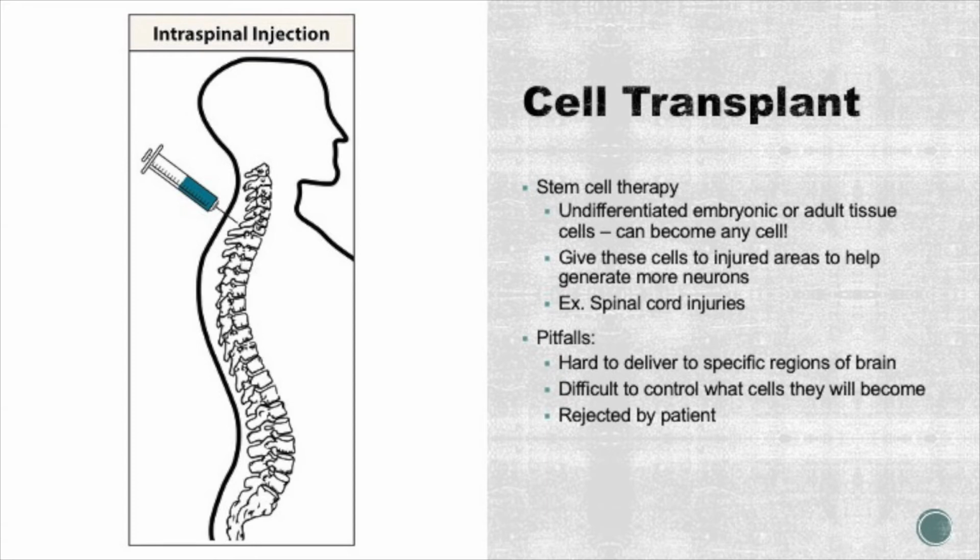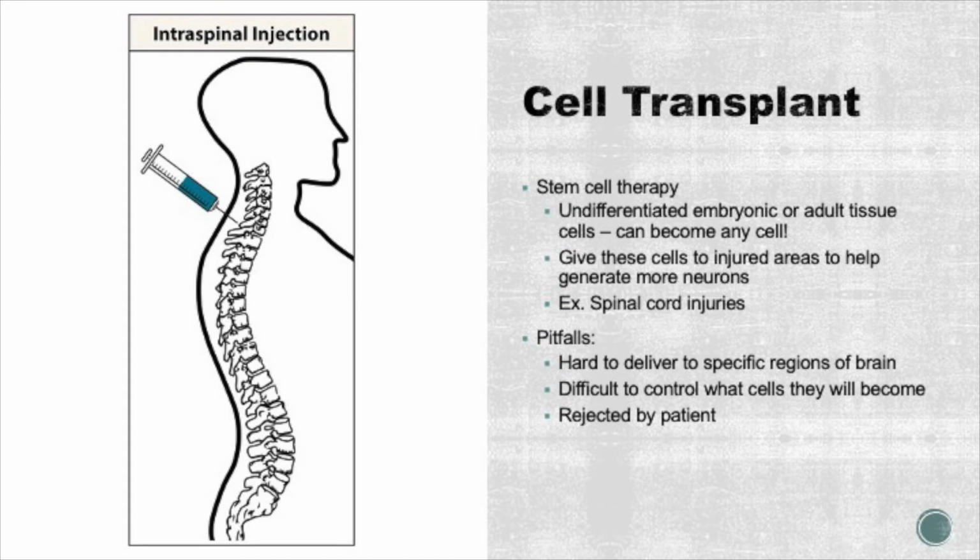Cell transplants are also used to help people with neurological diseases, particularly those that have been injured or have had an insult in the brain, so strokes or people who have spinal cord injuries. What's typically used is what's called stem cell therapy, and stem cells are undifferentiated embryonic or adult tissue cells, meaning that they're really young cells that can turn into any type of cell if they're given the right environment or different trophic factors. So these cells usually are given to injured areas to help generate more neurons since they are young and they can proliferate into whatever they are being transformed into. An example, like in this picture, is spinal cord injuries where they inject stem cells that turn into neurons or nerves that help people who have spinal cord injuries or paraplegia.